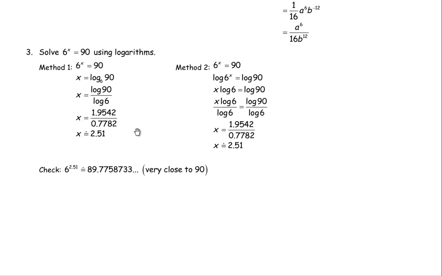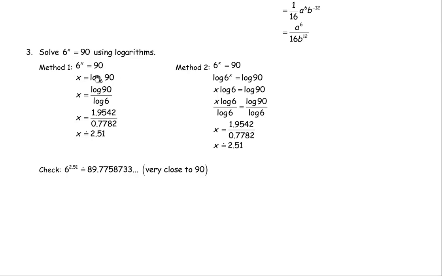For the third one, we're asked to solve 6 to the power of x equals 90 using logarithms. Basically what we're trying to do is find out what power you raise 6 to give you 90. I'm going to show you two ways to do this. One way is to rewrite the exponential form in the equivalent log form. The log says that the exponent x should equal the log of 90 base 6. The base of the power is the same as the base of the logarithm.